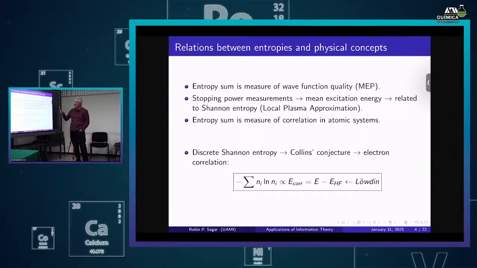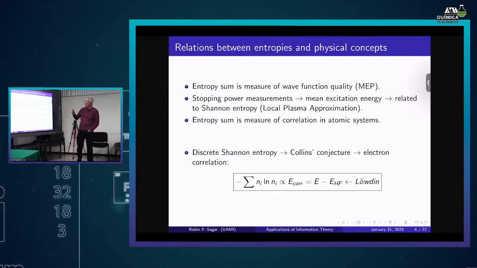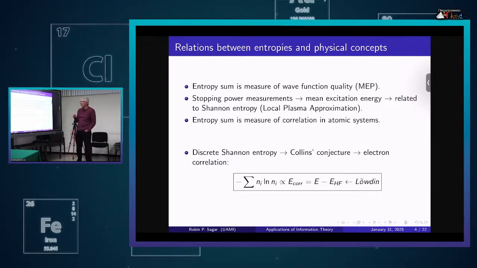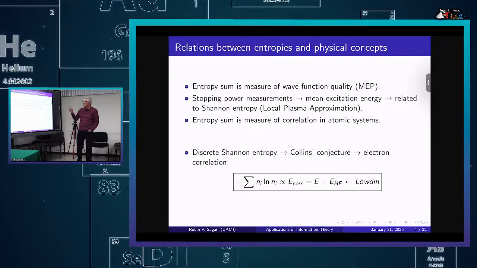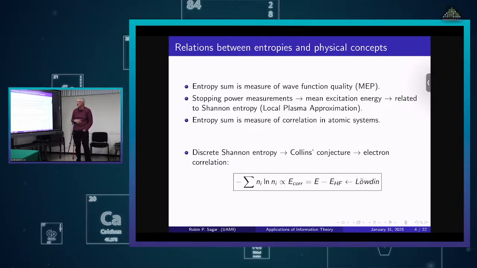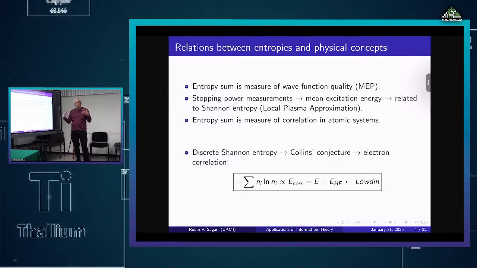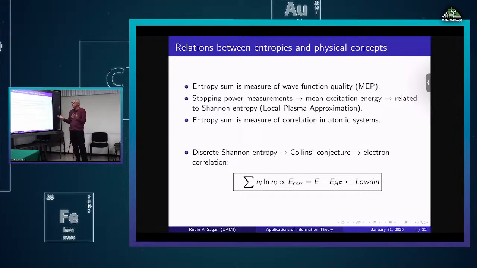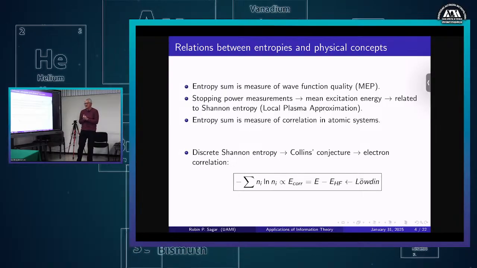Secondly, Kalidas mentioned this earlier in his work, stopping power measurements. In the local plasma approximation, which is due, I think, to Lindhard, you have something called the mean excitation energy, and this is directly related to the Shannon entropy. So it gives you a physical basis to understand what entropy is. Other proposals: the entropy sum is a measure of correlation in atomic systems, okay?